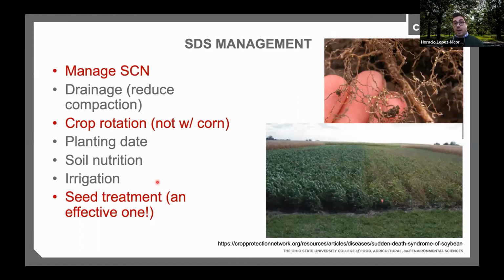Seed treatment is a great way to manage SDS. However, we need to choose the effective active ingredient. There's evidence that fluopyram is one that is working very well. There are other ones, such as Saltro, that seem to give really good management of SDS. And we are going to do some of these seed treatment trials this summer. So I'm very excited to start working with these and maybe next year come and present on that research.